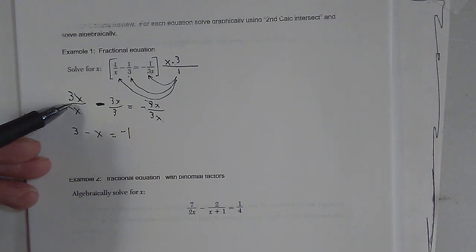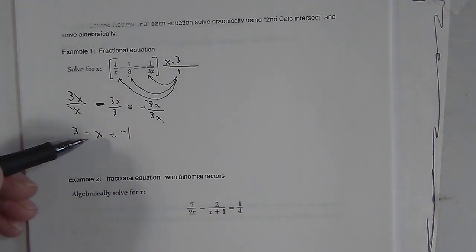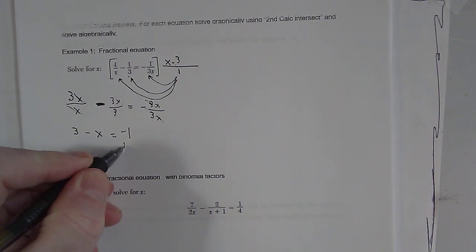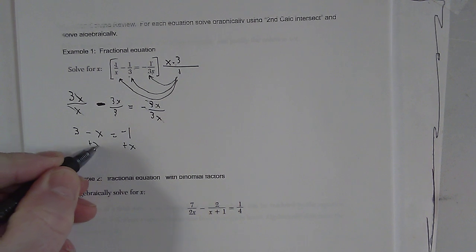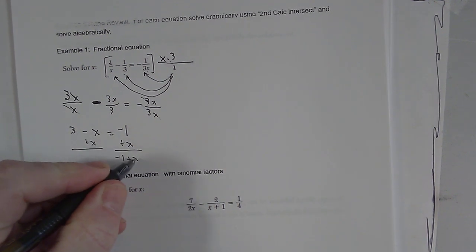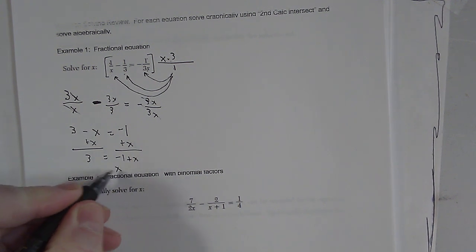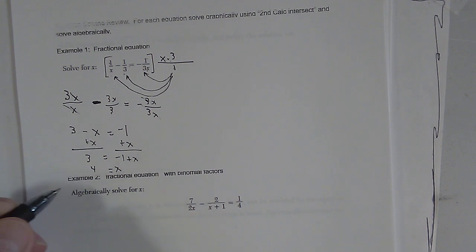That's the goal: turn it from a fraction equation into a non-fraction equation. Then you just solve that equation using whatever technique you need. In this case, this is a negative x, so I'll add x to both sides. You don't need to write down all these steps either. And get negative 1 plus x equals 3. Add 1 to both sides, x equals 4. Okay, so the solution is 4.